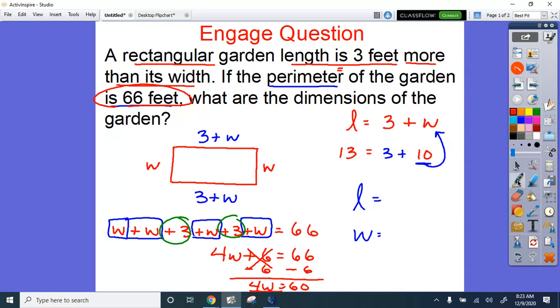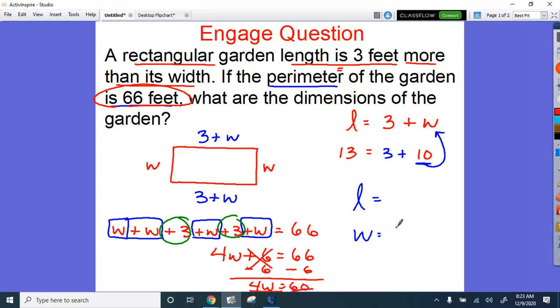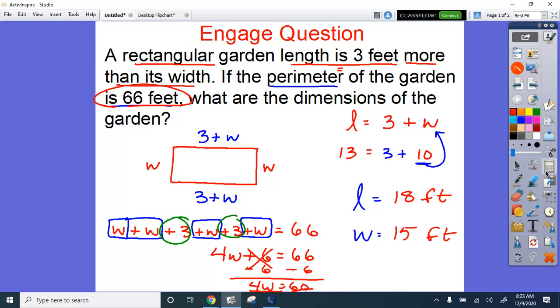I ran out of space. So then W, my width, ends up becoming 15 feet. So if my width is 15 feet, 3 plus W, 3 plus 15, ends up becoming 18 feet. And now the final piece that I want you to make sure that you can take care of is make sure that you check this.